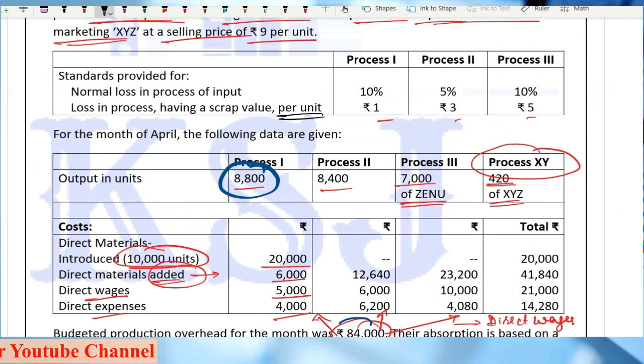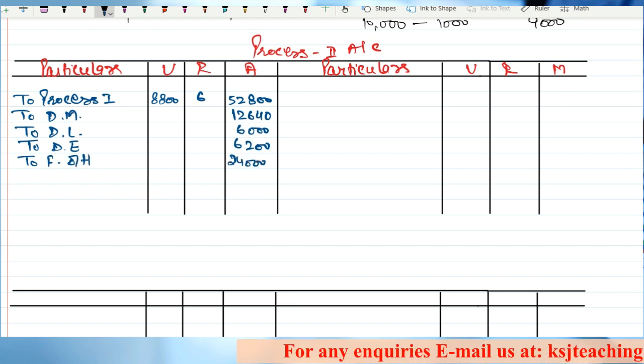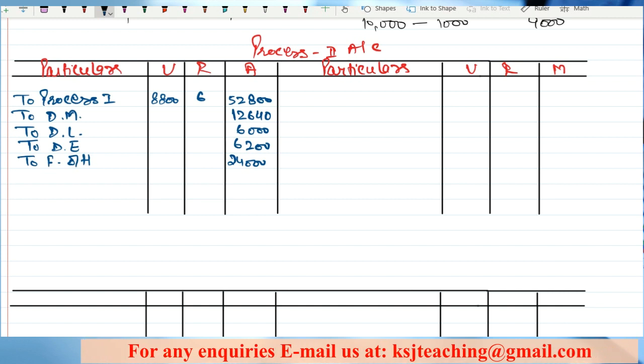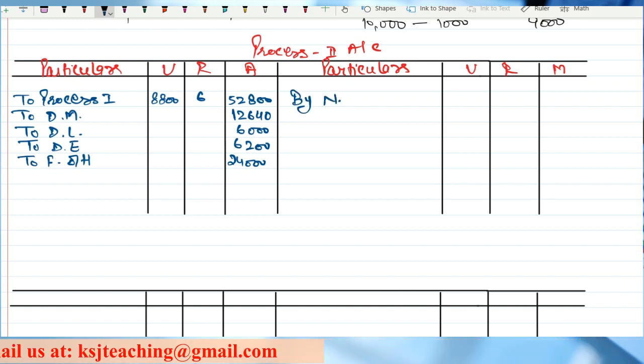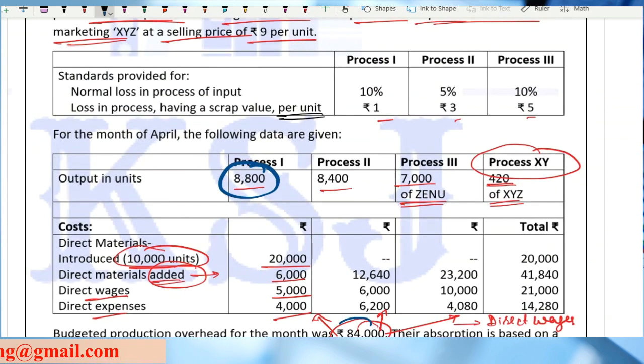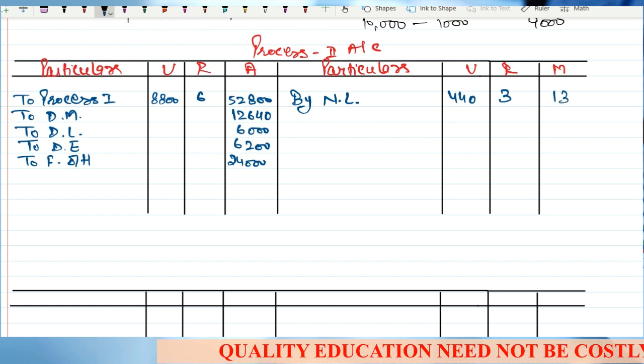Then the apportionment of the factory overheads, to factory overheads, 24,000 apportioned in the direct wages percentage. Then you have a normal loss. Normal loss is given as how much? 5%. So 5% is 440 units. 3 rupees is the scrap value, 1320.